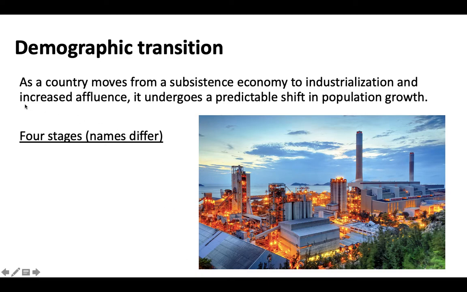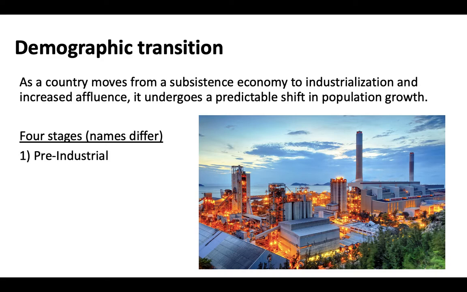So the formal definition is as follows. As a country moves from a subsistence economy, where they're growing and farming just to survive, towards industrialization and increased wealth, increased technology, that country goes through a predictable shift in population growth. And the demographic transition is broken up into 4 stages, sometimes 5, but for purposes of our class we're going to do it in these 4, and the names can differ.